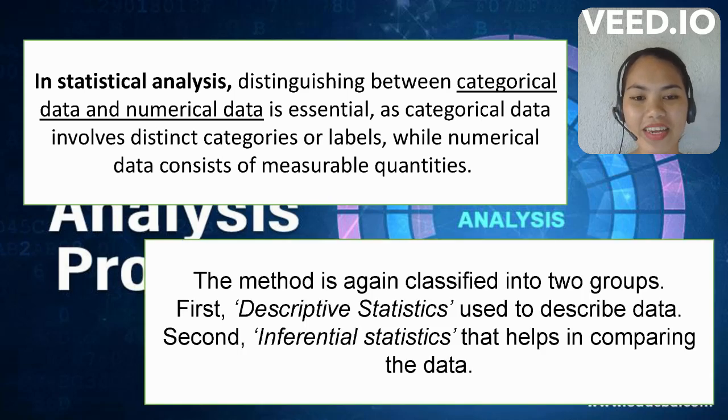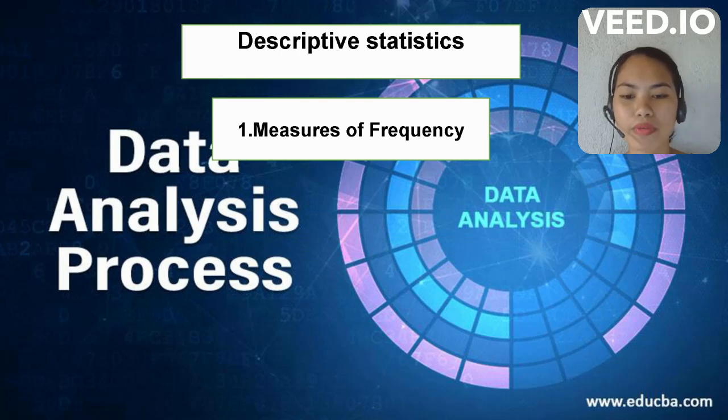By the way, the methods are again classified into two groups, descriptive and inferential statistics. So descriptive, the word itself, is to describe data, while inferential is comparing the data. So that's the time that you're going to use the different types of tests, the chi-test, t-test, f-test, and a lot more. So you will be really familiar with this one if you have already taken advanced inferential statistics. So now let's go ahead and proceed to descriptive statistics.